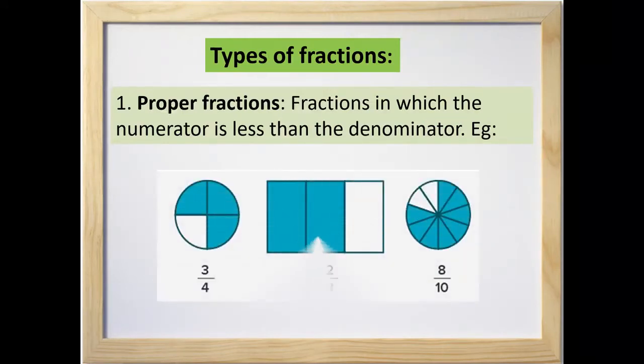For example, we have 3 by 4, 2 by 3, 8 by 10. You can see here 3 is less than 4. That is, the numerator is less than the denominator. Again, 2 by 3. Here also the numerator is less than the denominator. Here 8 by 10. 8 is less than the denominator 10. Understood children? So 3 by 4, 2 by 3, 8 by 10, they are all called proper fractions.